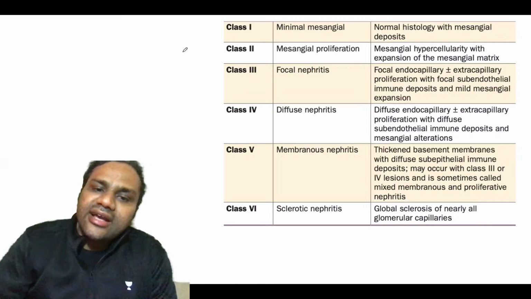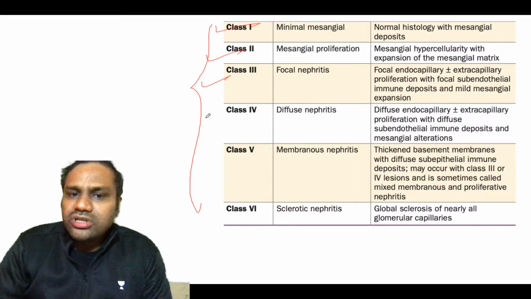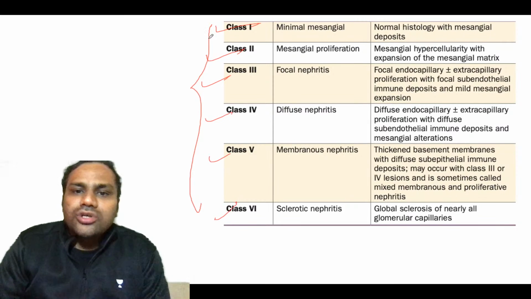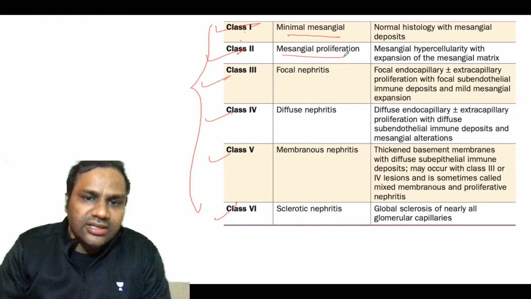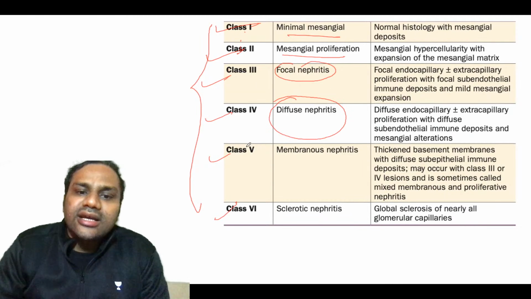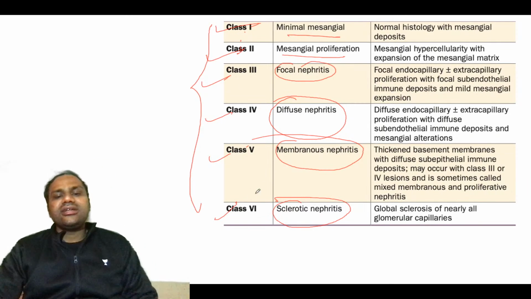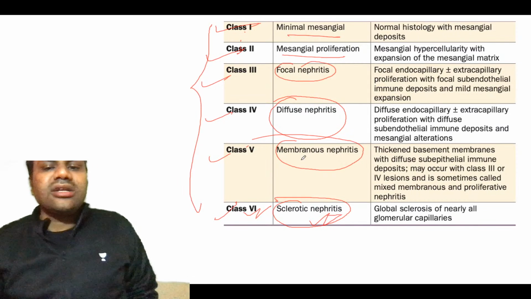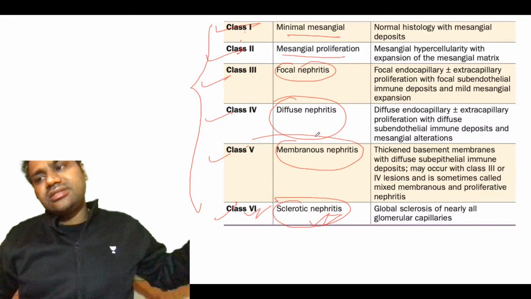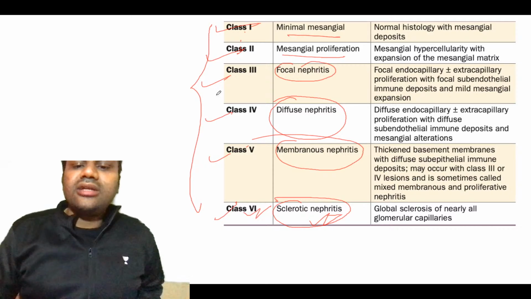So these are the different classes or divisions of lupus nephritis. You divide them into 6 classes, class 1, 2, 3, 4, 5 and 6. Classes 1 and 2 are minimal mesangial and mesangial proliferation. Class 3 is focal nephritis and class 4 is diffuse nephritis. Class 5 is membranous nephritis and class 6 is sclerotic nephritis, where you can see more than 90% sclerosis. Membranous nephritis is thickening of the membranes but with less hypercellularity.